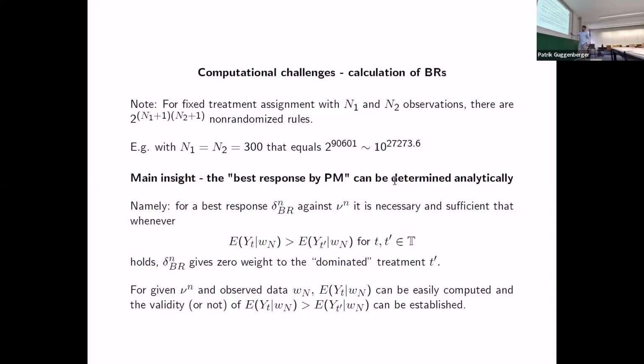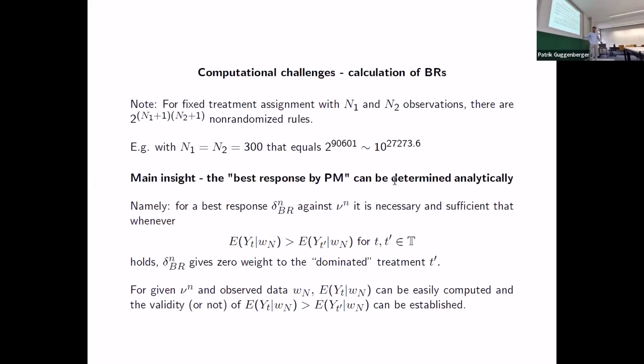Okay, but given that we are calculating a best response against a known mixed strategy, okay, the policymaker knows what mu n is. Those objects here can be calculated explicitly as a function of mu n and the sample wn.